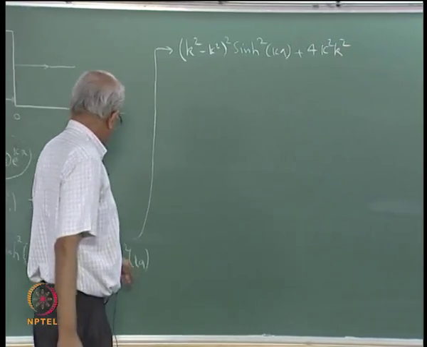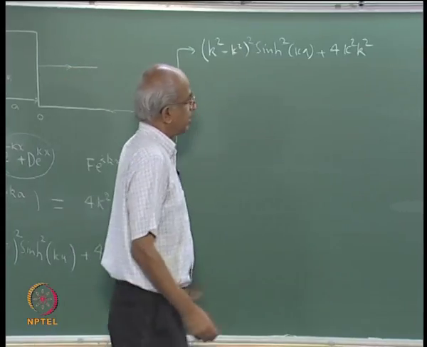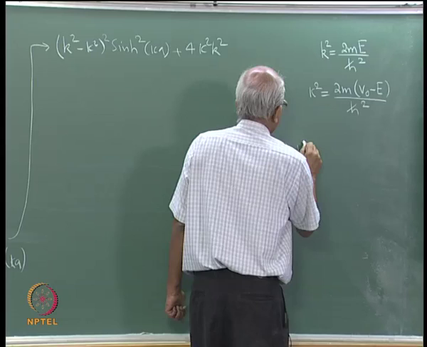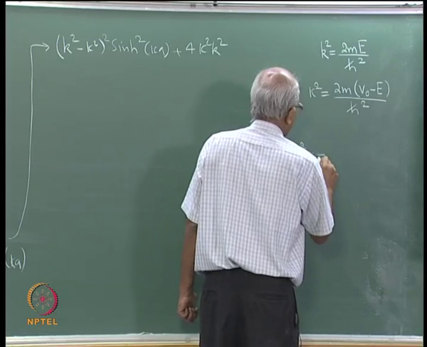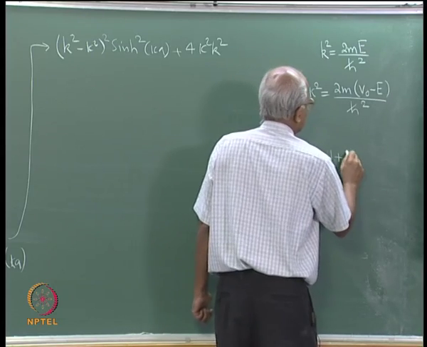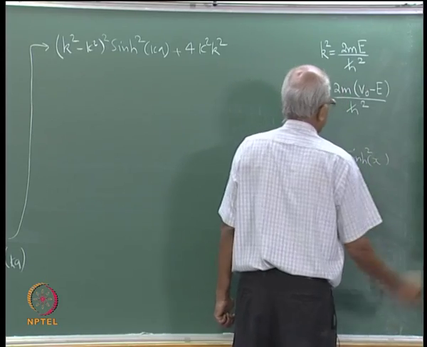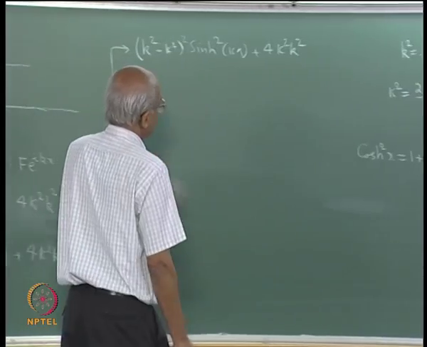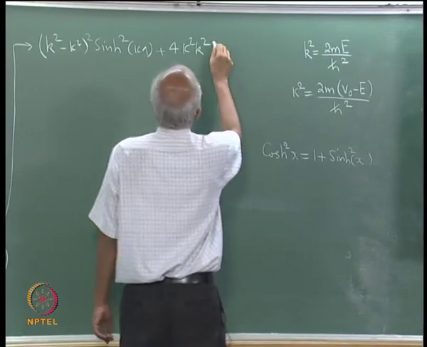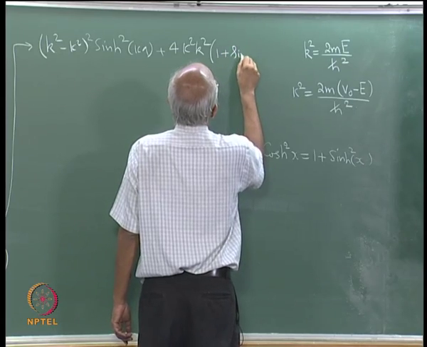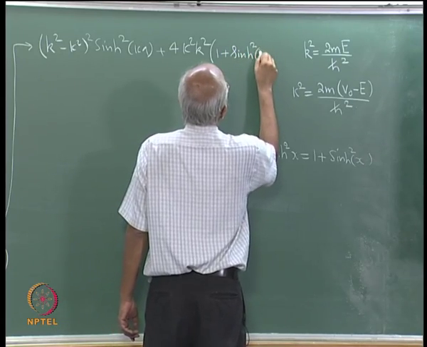You have cosh squared of kappa a, but there is a trigonometric identity which is useful, which says that cosh squared x can be written as 1 plus sinh squared x for any x. So, I am going to use that, and hence I am going to get here 1 plus sinh squared kappa a.